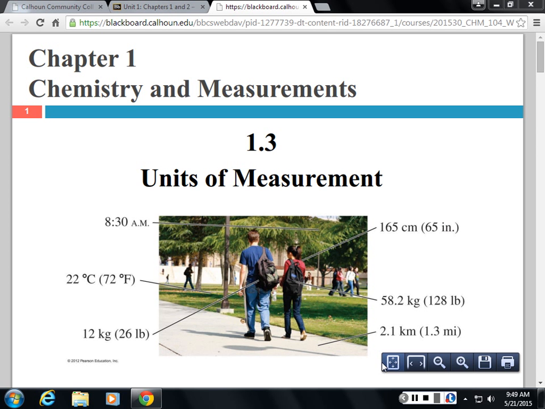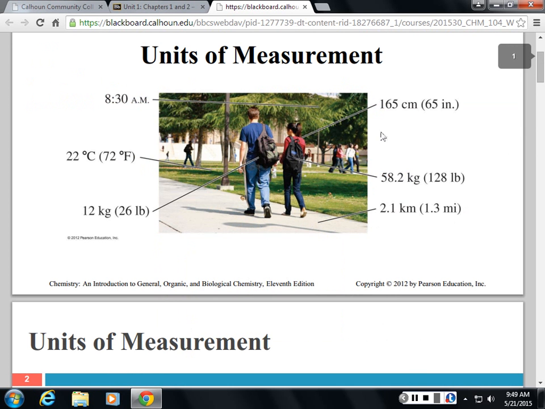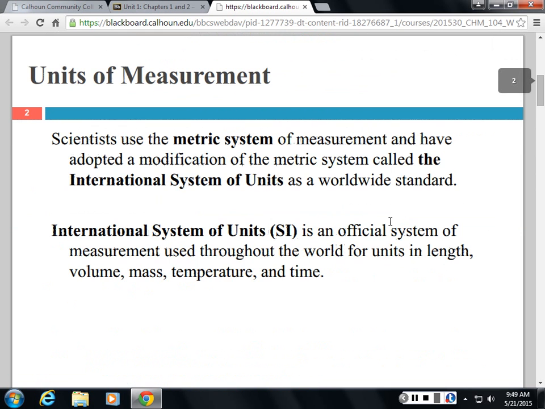So these are units of measurement. We have units that we use for volume and mass and time, and length, and we'll go through all of these. Here's a little picture showing she's 165 centimeters. That backpack weighs 12 kilograms. It's 22 degrees Celsius outside. These are all units of measurement.